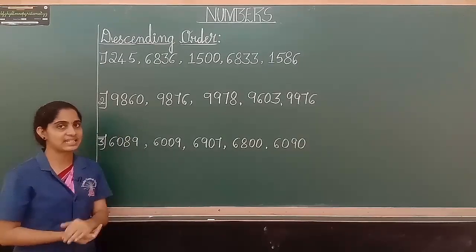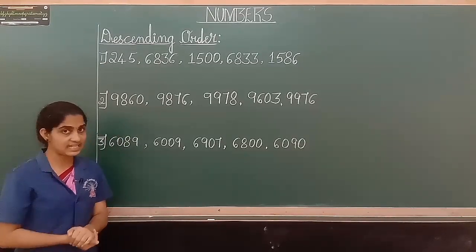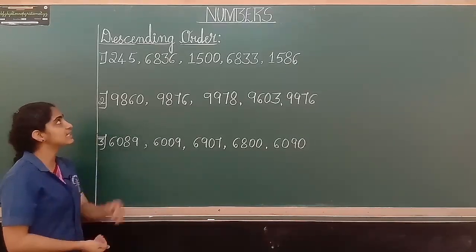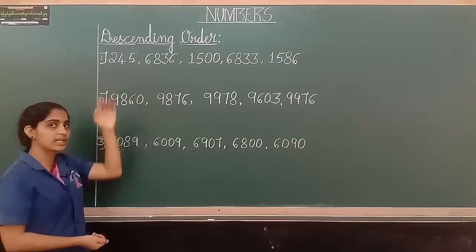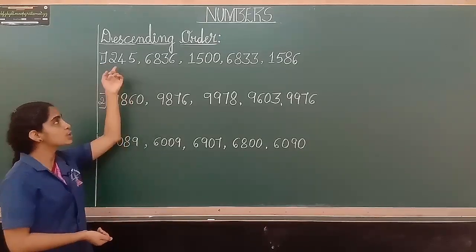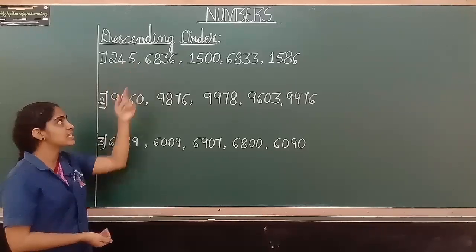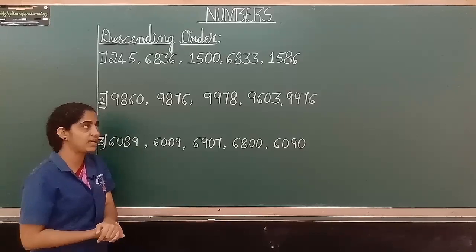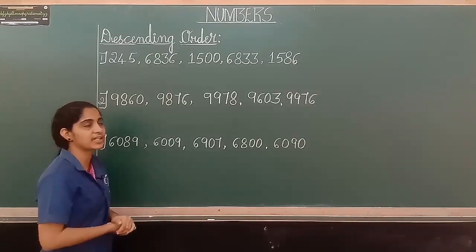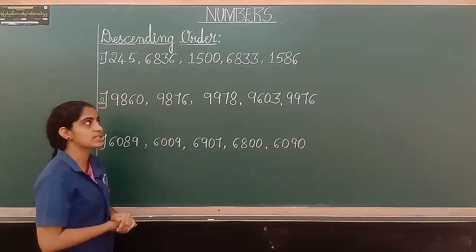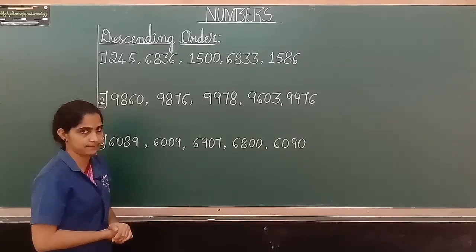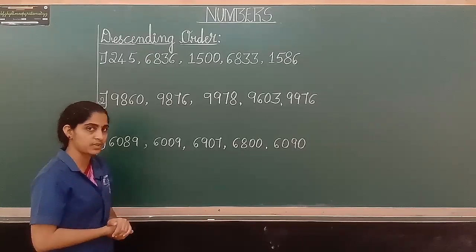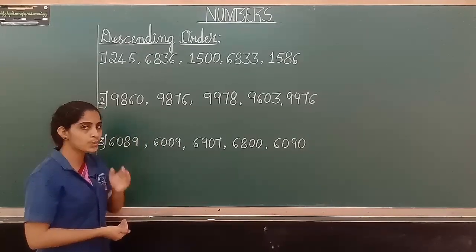So here are the examples. Let us write these numbers in descending order. So let us consider the first example. You can see the numbers here: 245, 6,836, 1,500, 6,833, 1,586. What we have to do? We have to arrange these numbers from greater to smaller.